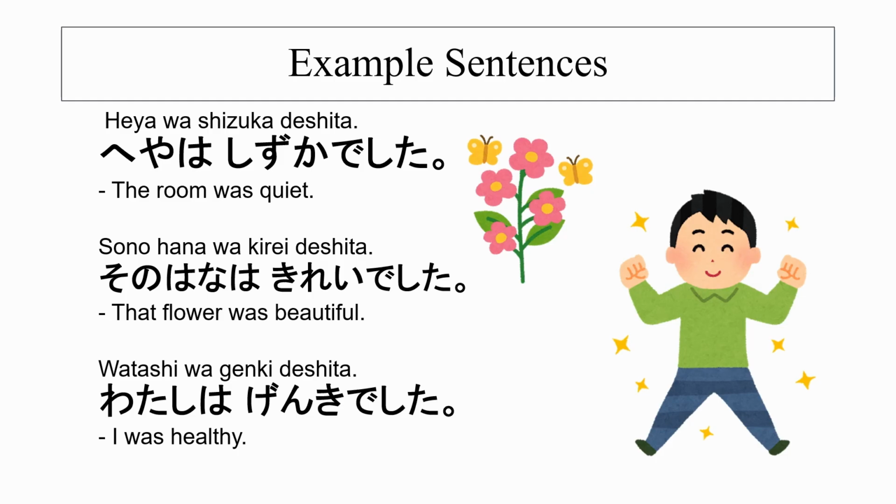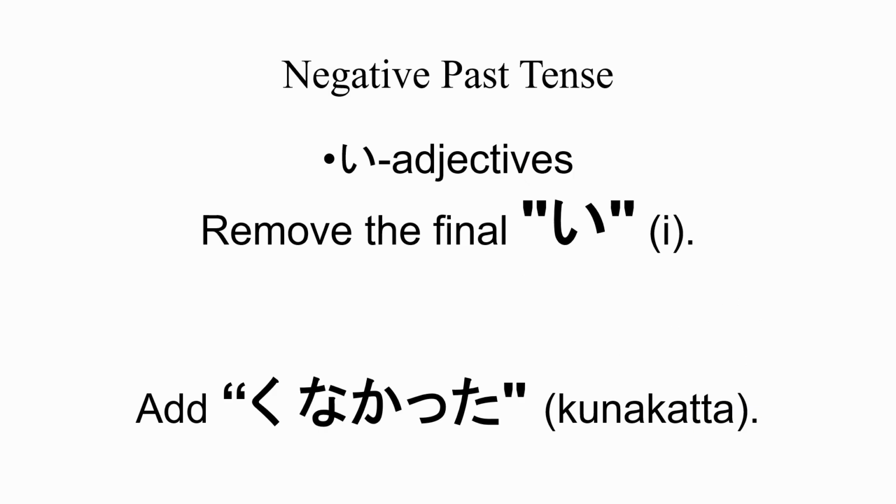部屋は静かでした。The room was quiet. その花はきれいでした。That flower was beautiful. 私は元気でした。I was healthy. Next, let's look at the past negative form of adjectives.